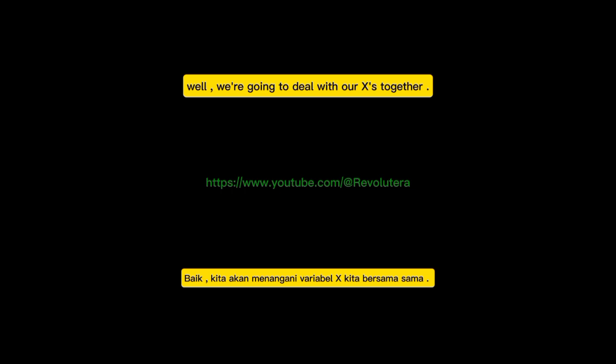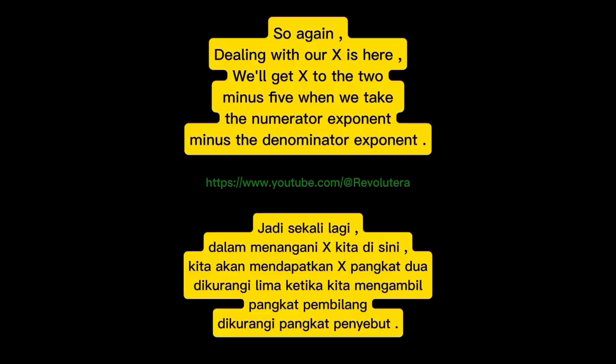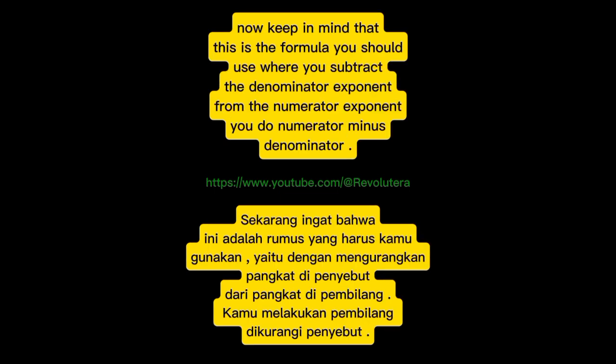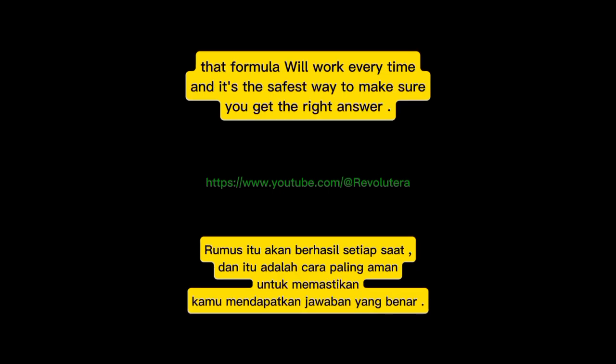Well, we are going to deal with our x's together. So again, dealing with our x's here, we'll get x to the 2 minus 5 when we take the numerator exponent minus the denominator exponent. And that's the case because you can think of this here as essentially x squared over x to the 5th times. Now keep in mind that this is the formula you should use where you subtract the denominator exponent from the numerator exponent, you do numerator minus denominator. That formula will work every time and it's the safest way to make sure you get the right answer.